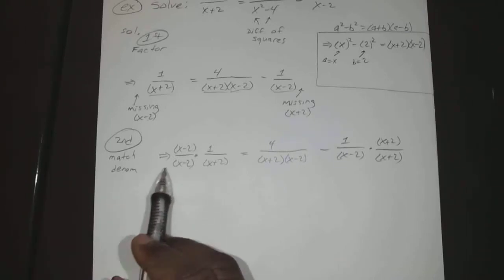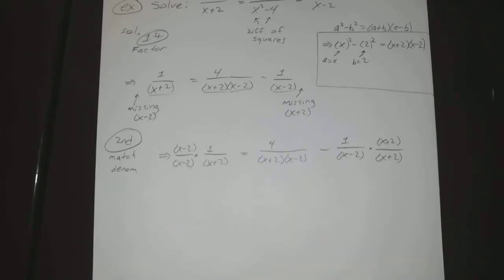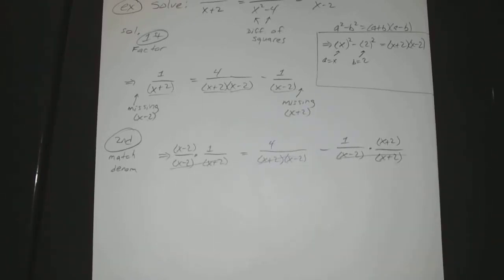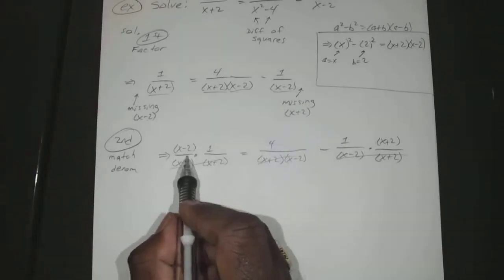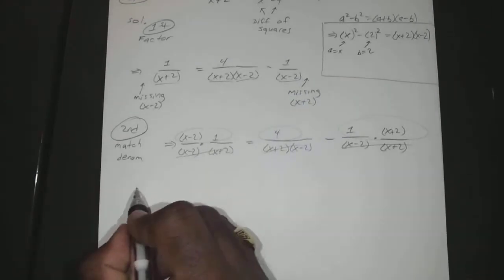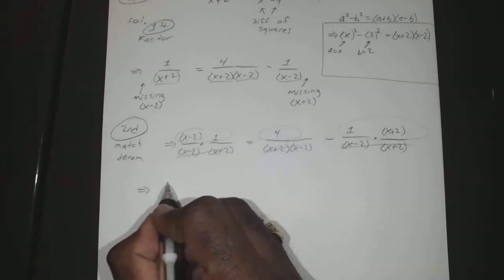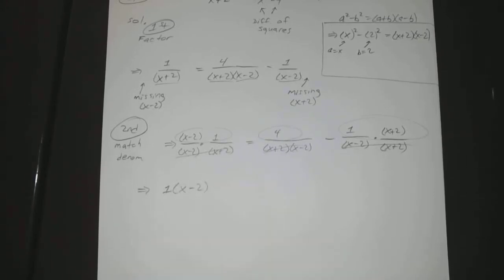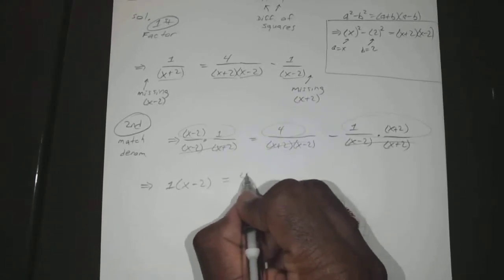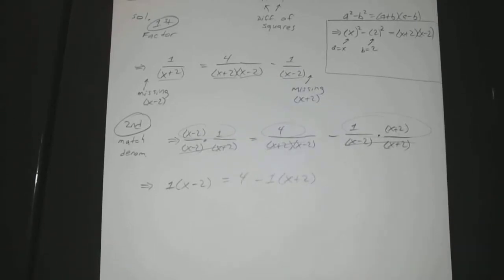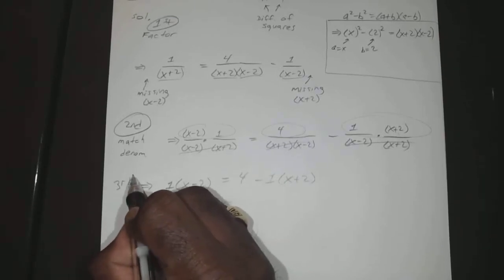But if you remember, if you multiply every term by the least common denominator, all those denominators will cancel out. So if you multiply each one by (x minus 2)(x plus 2), they'd all cancel out. So it would just leave your numerators. Okay, so that leaves us with 1 times x minus 2. You don't have to write the 1 if you don't want to. Equals 4 minus 1 times x plus 2. Which brings us to our third step, which is just to solve.